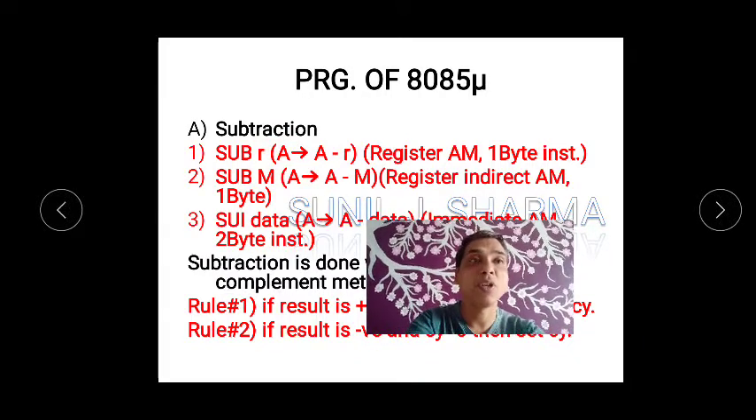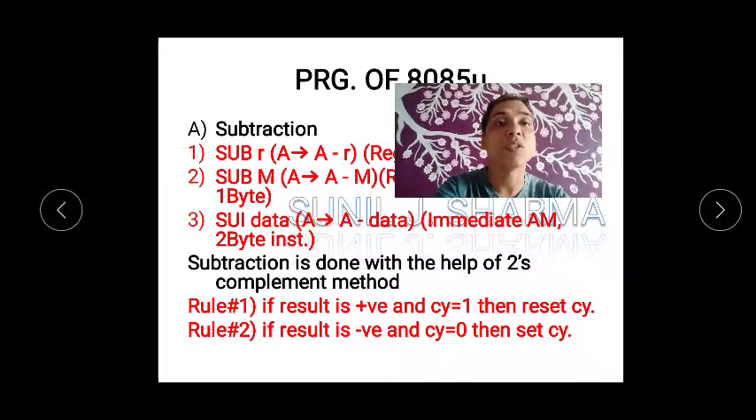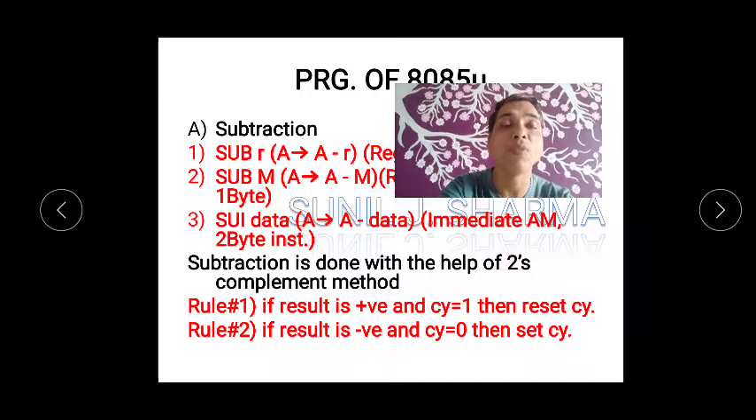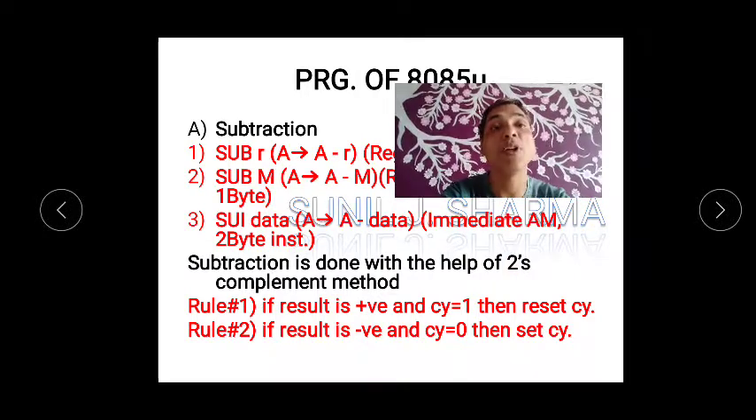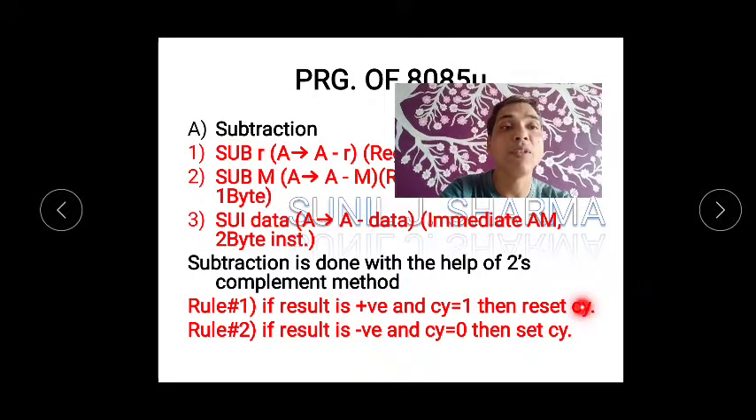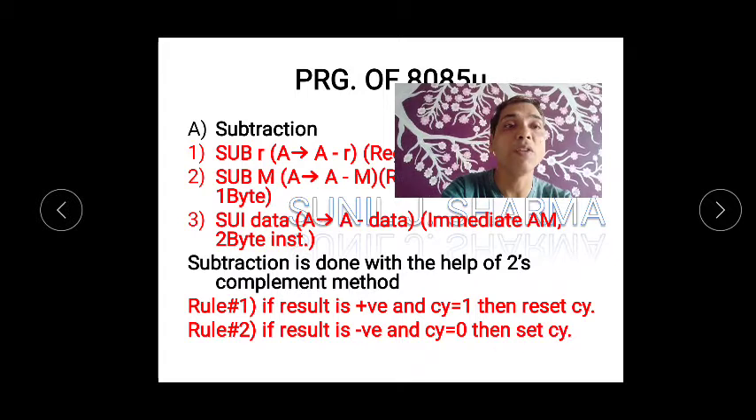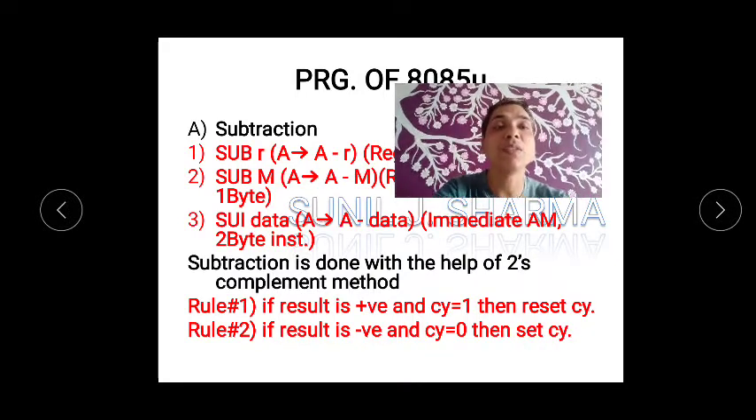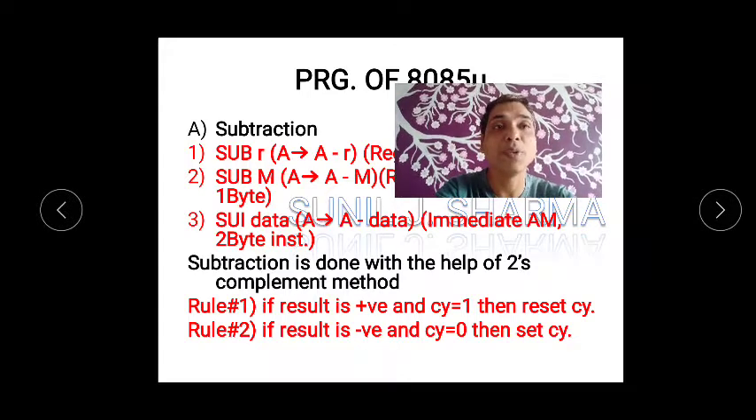So remember, two very important things: subtraction is not done directly, it has to be done with 2's complement. After taking 2's complement of the negative number, you have to add, not subtract. And you have to follow these two rules. If the result is positive, carry flag has to be 0. If the result is negative, carry flag has to be set. I hope you understood. Just practice by taking many examples.